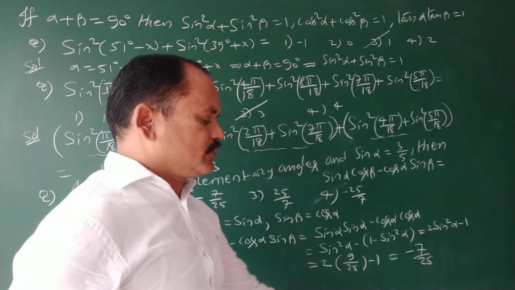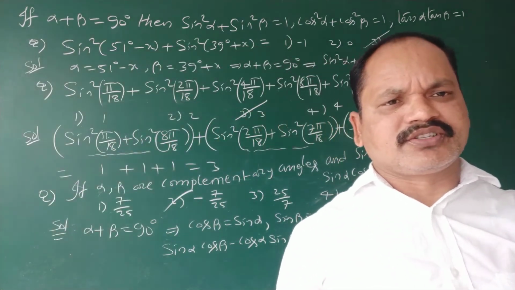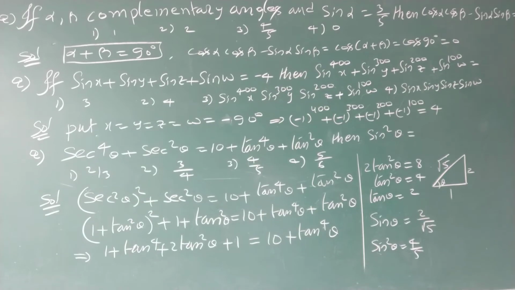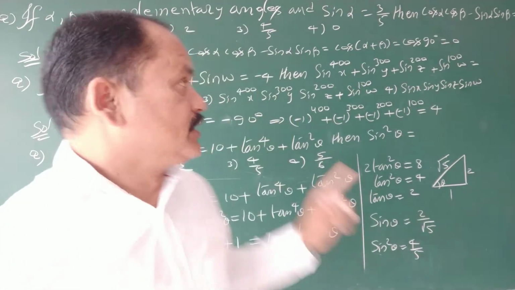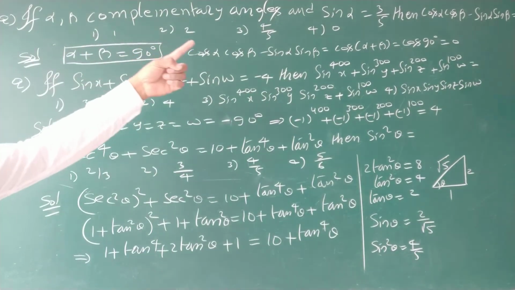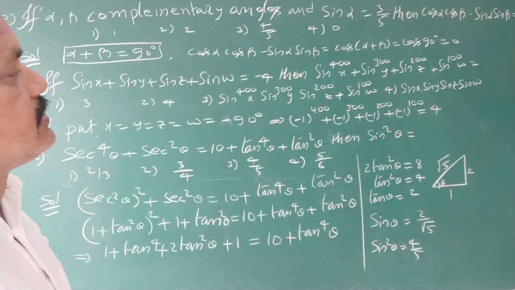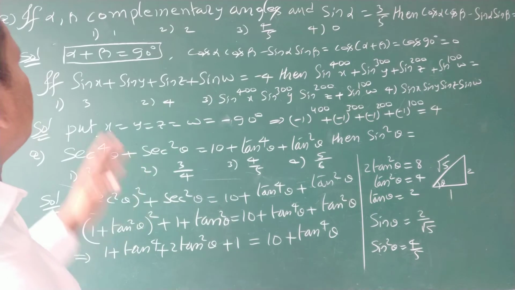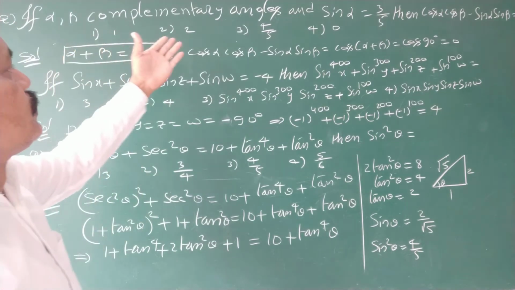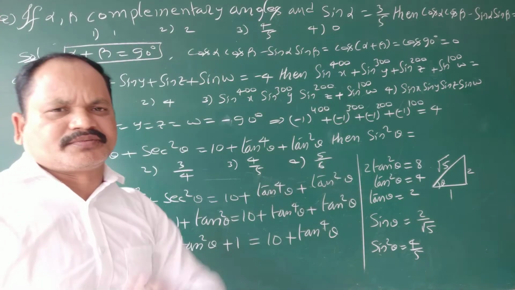That's all. So we are going to one more question that depends upon this concept. Now the question, observe: if alpha and beta are complementary angles and sin alpha is 3 by 5, then cos alpha cos beta minus sin alpha sin beta is equal to: first option 1, second option 2, third option 4 by 5 and fourth option 0.